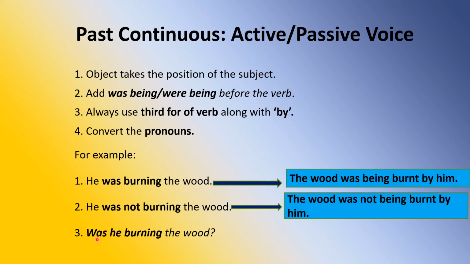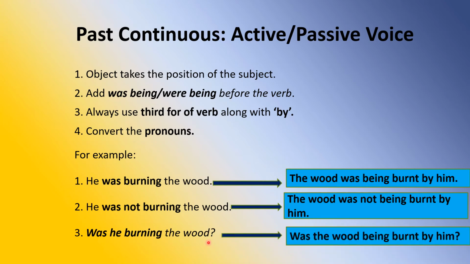Here is our third sentence. Was he burning the wood? You can see that was has been taken out in the start of the sentence, which helps you understand that this is the interrogative sentence of past continuous tense. We shall apply again all these four points and convert it into its passive voice form. Here is your passive voice sentence, which is was the wood being burnt by him.